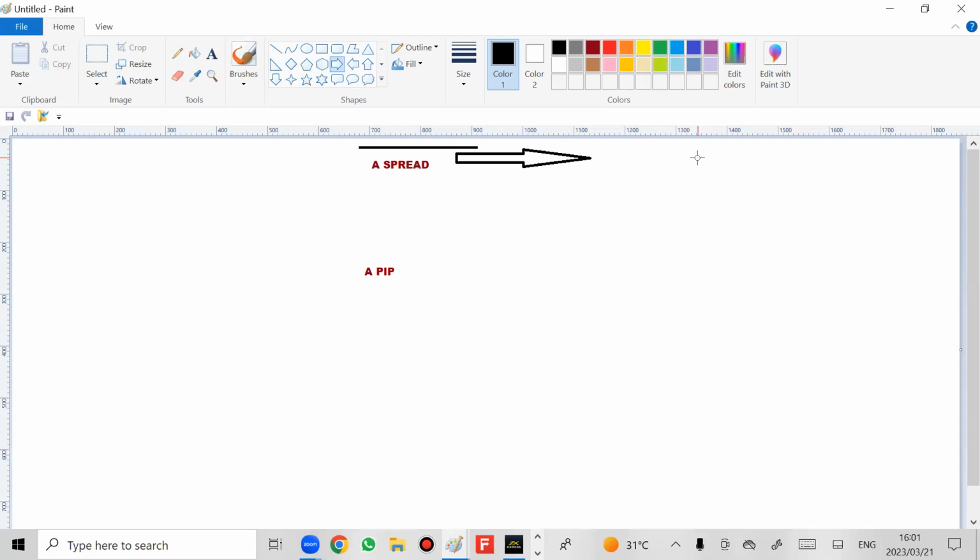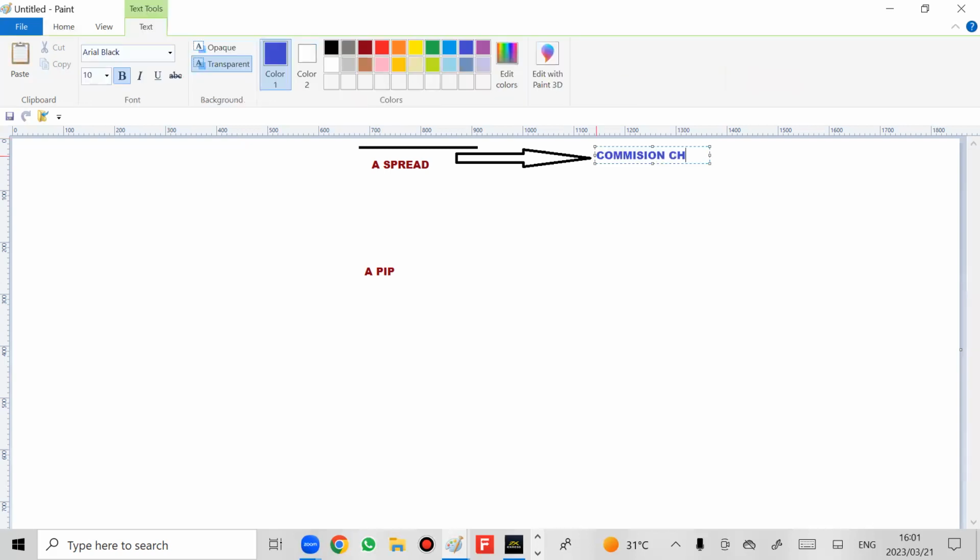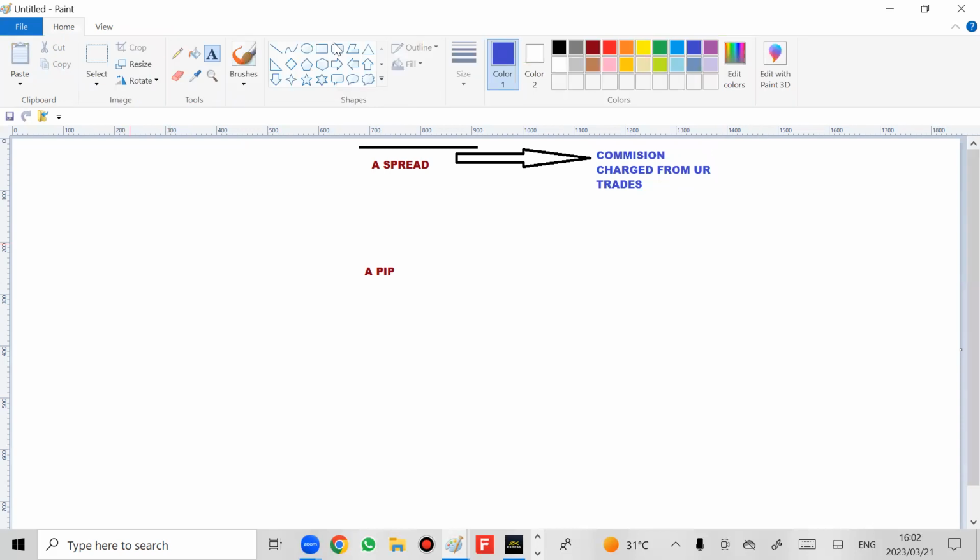So I just want to talk about the meaning of the spread. I want you to understand the spread is in the form of the commission charged from you, from your trades wherever you're trading. It's a spread.